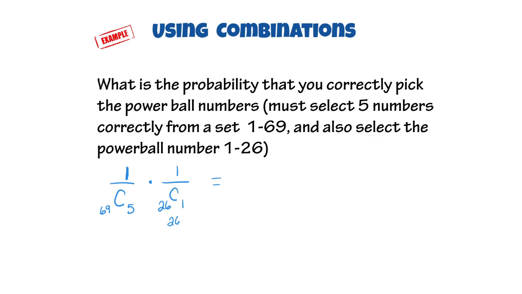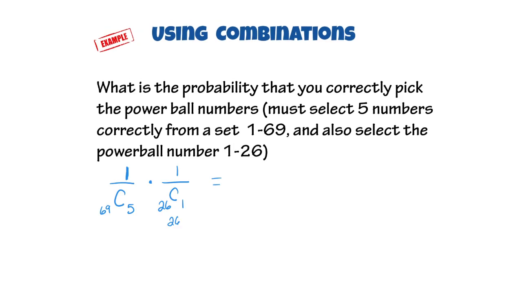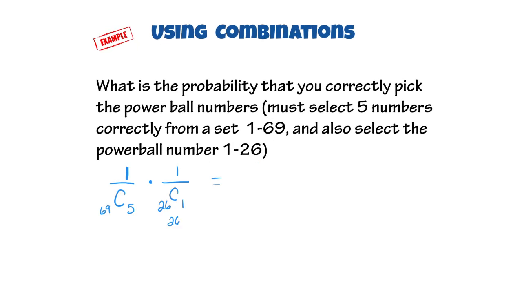I have to take my 11 million number times the 26. I'm just doing the denominator here. And the numerator is just going to be a 1. And my denominator is 292,201,338. So you're not very likely to win that Powerball.